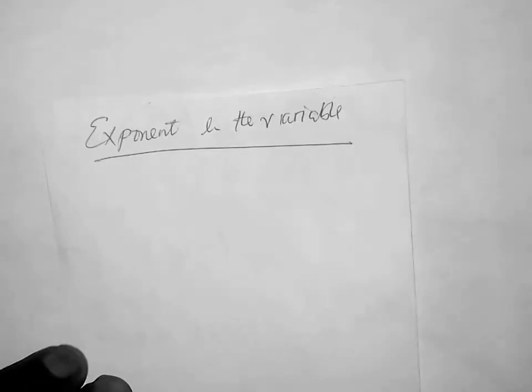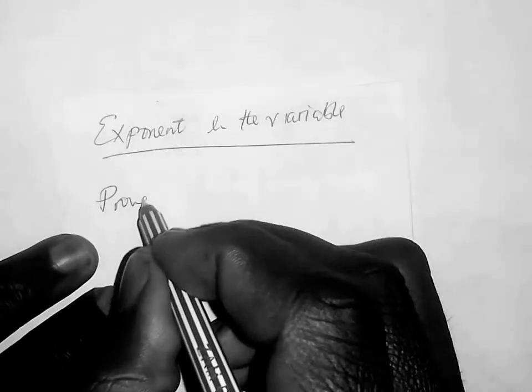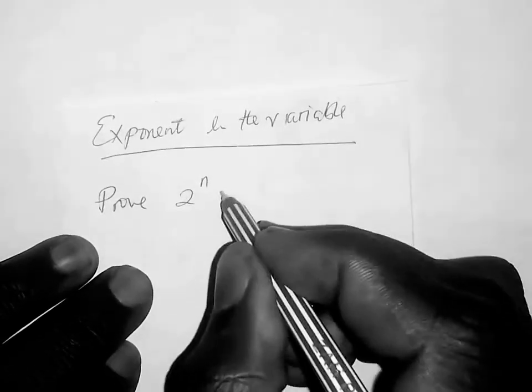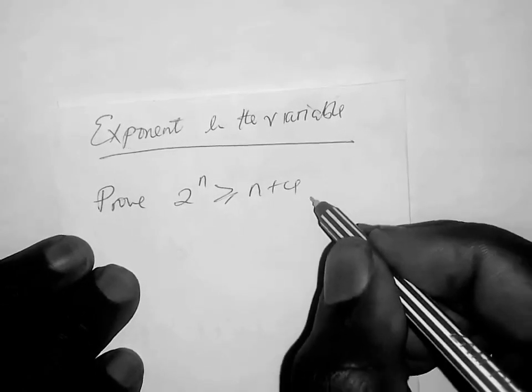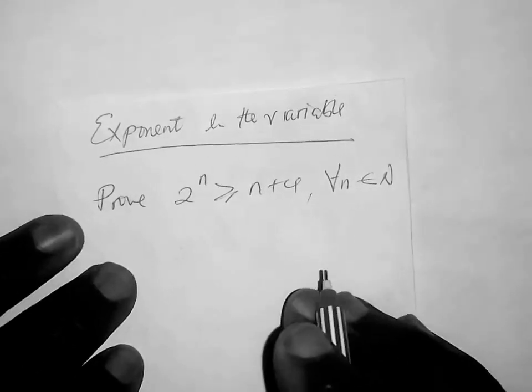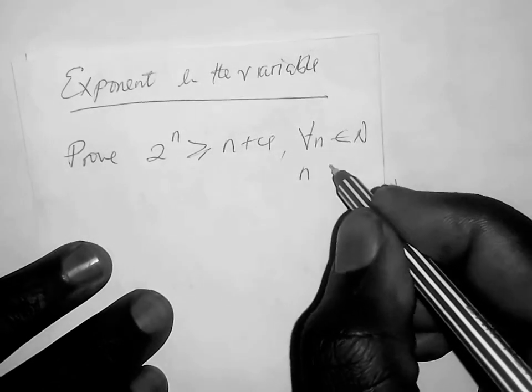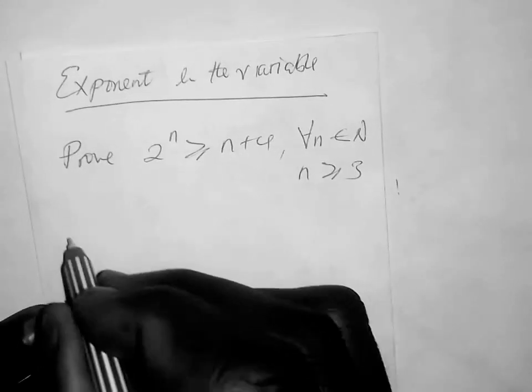All right, now having looked at sum of series under sigma notation, lastly we're going to look into some exponent problem types with a variable. So it's a proof: 2^n is greater than or equal to n + 4 for all natural numbers n, where n is greater than or equal to 3.